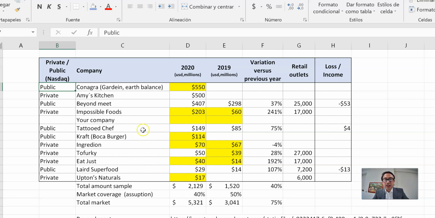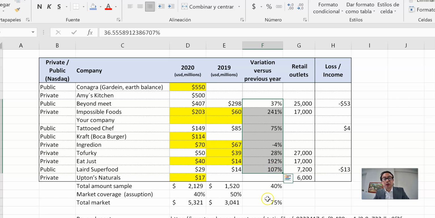In this example, with this sample of companies, I made the summary that the total sales are $2 billion. I made the assumption that these companies represent 40% of the market. That means that the total market in USA in 2020 is around $5.3 billion for vegan protein companies. And as well, I read all the reports and found out that most of the companies are having increasing sales versus the previous year.